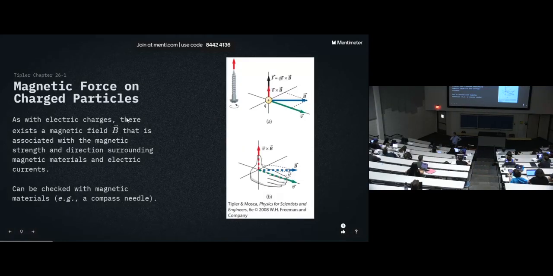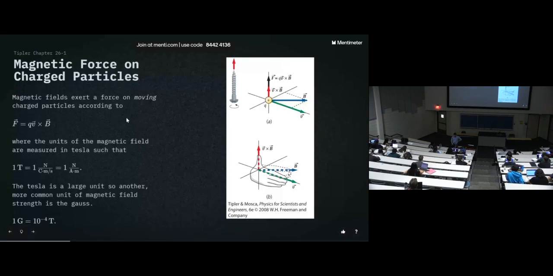Is that why it's perpendicular to rotation? Yes, so that's going to be what we talk about on Thursday or Tuesday of next week, the Biot-Savart law. The direction of the moving charge is going to be perpendicular to the magnetic field it generates.